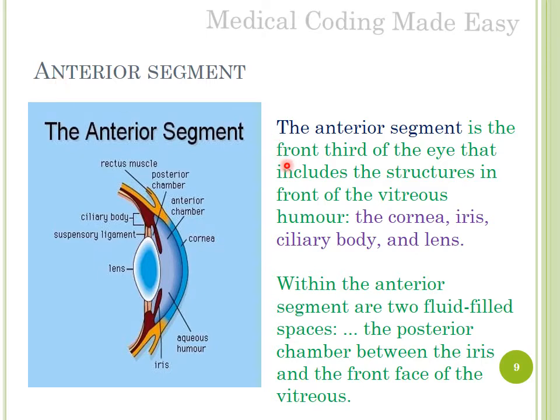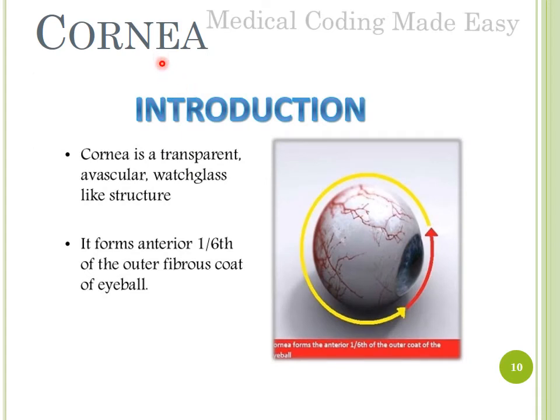Now we can see the anterior segment. The anterior segment is the front third of the eye that includes the structures in front of the vitreous humor, that is cornea, iris, ciliary body, and lens. Within the anterior segment there are two fluid-filled spaces: the anterior chamber, and the posterior chamber, which is between the iris and the front face of the vitreous. Now the next part is the cornea. The cornea is a transparent, avascular, watch glass-like structure. It forms the anterior one-sixth of the outer fibrous coat of the eyeball. The outer fibrous coat is the sclera.